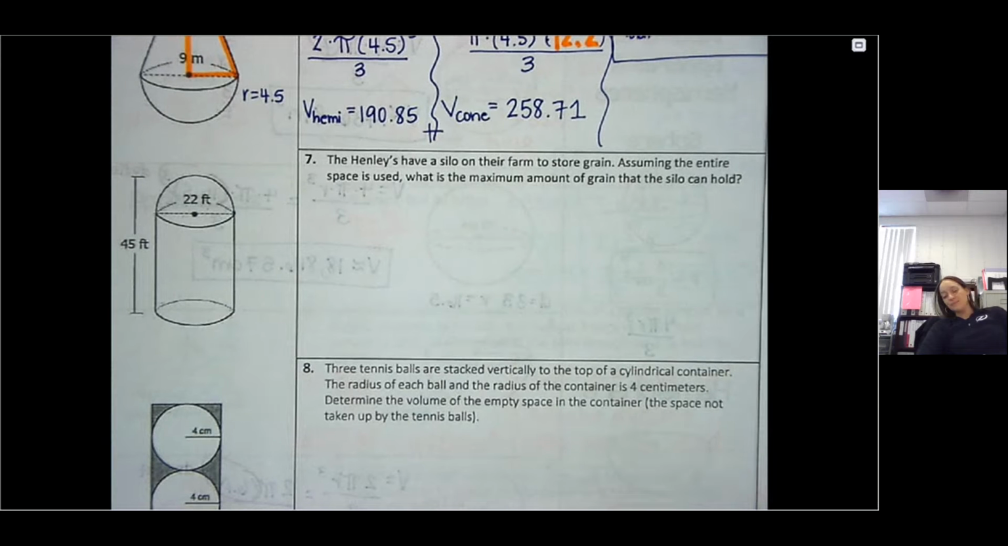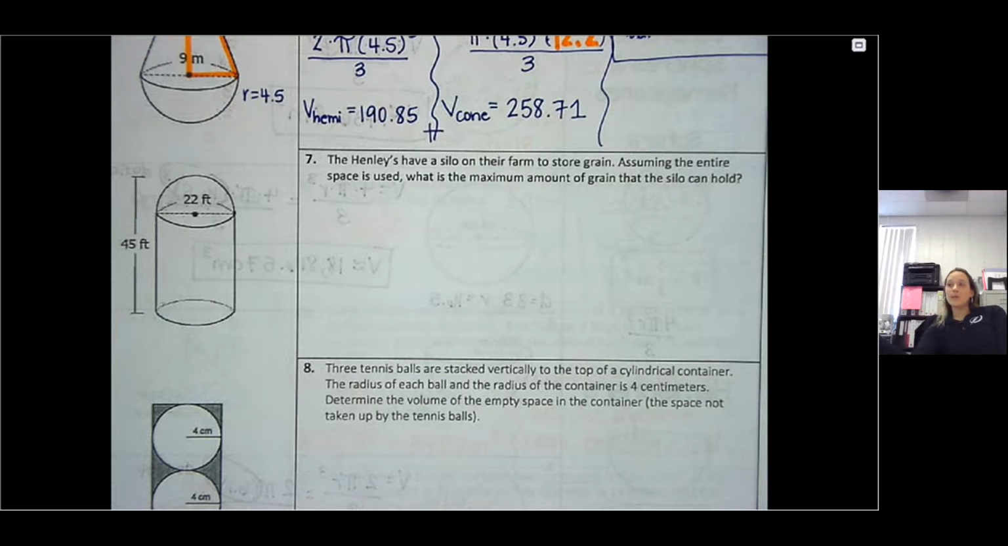Read it. Go for it. The Henleys have a silo on their farm to store grain. Assuming the entire silo is used, what is the maximum amount of grain that the silo can hold? Thank you. This one is easier. Way easier.